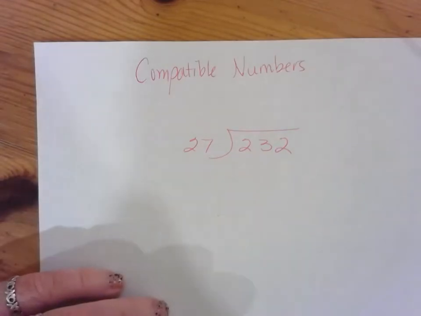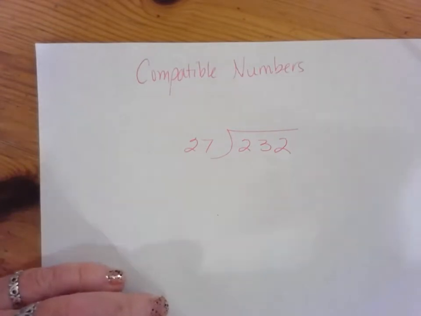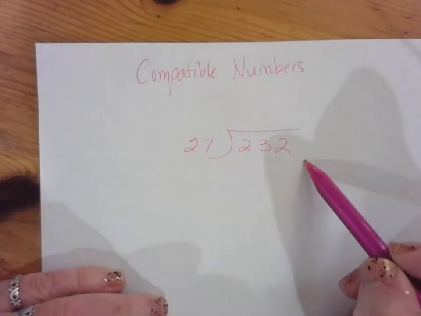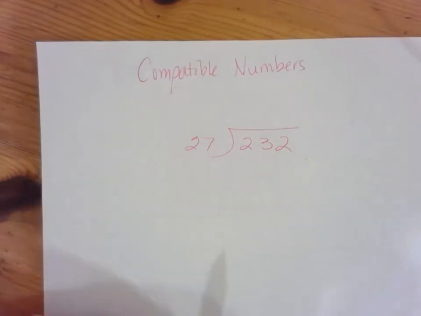Okay, we are using compatible numbers. We're using compatible numbers to help us do division problems like this. This is the kind of problem that makes us cry. There are ways to do this to make it so you don't have to cry. Hold on for a second and I'll show you what I'm talking about.